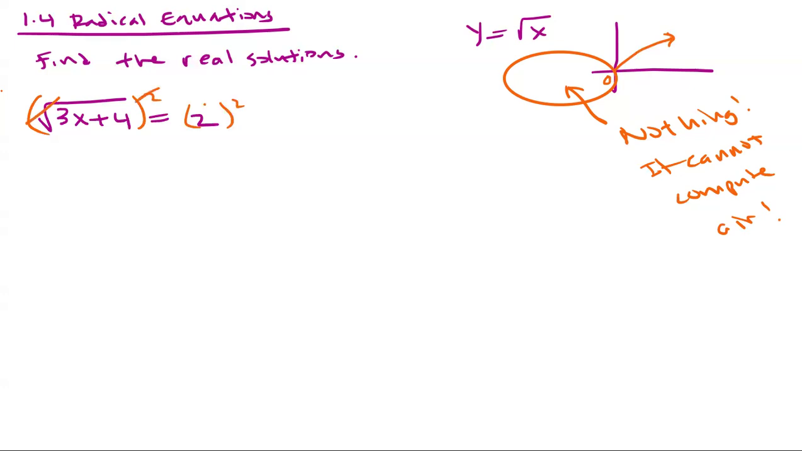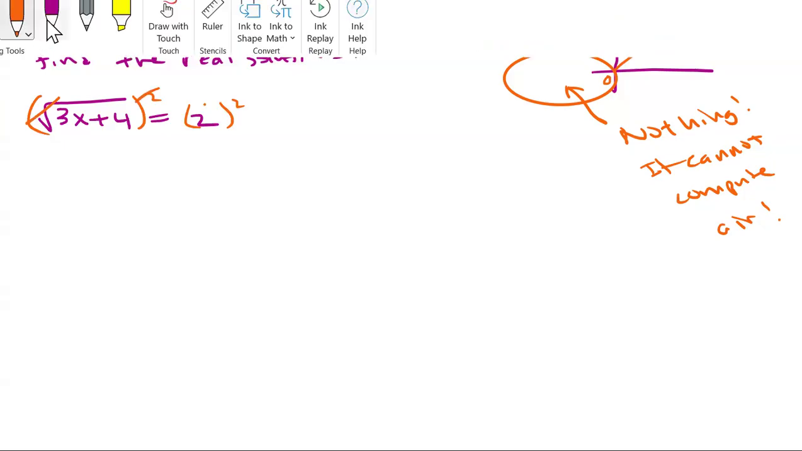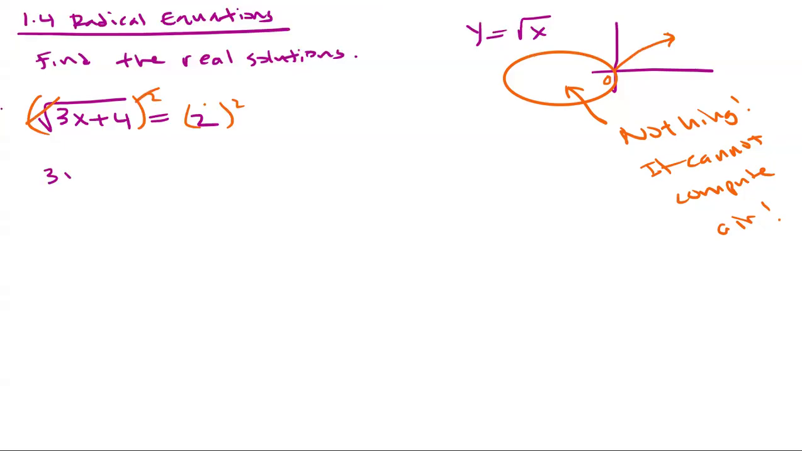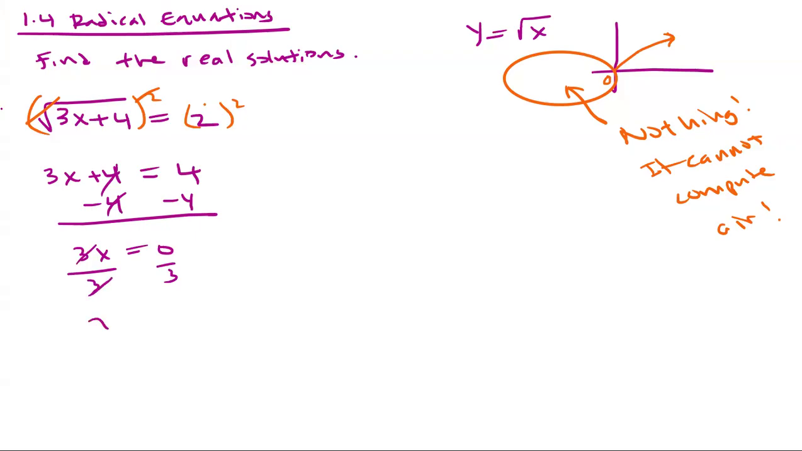So the radical and the square cancel, and then we're left with 3x plus 4 equals 4. Okay? And we continue solving. And so we subtract 4 on both sides. That cancels. We get 3x equals 4 minus 4 is 0. Then divide both sides by 3. So x gives us 0. 0 divided by any number except 0 will be 0.